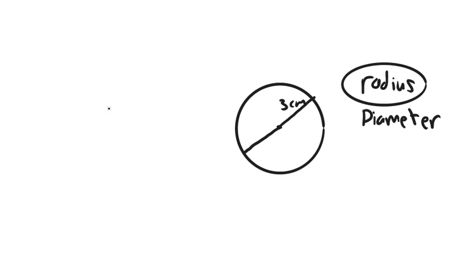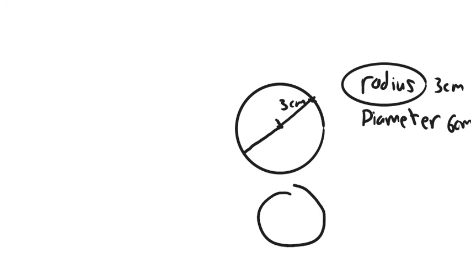So if the radius was, say, 3 centimeters in this circle, and you're asked to find the diameter, well, the diameter is always going to be double what the radius is. So if from the center of that circle to the edge is 3 centimeters, double that would be another 3 centimeters. So 3 centimeters and 3 centimeters is 6 centimeters. In this circle, the diameter is 6 centimeters and the radius is 3 centimeters.